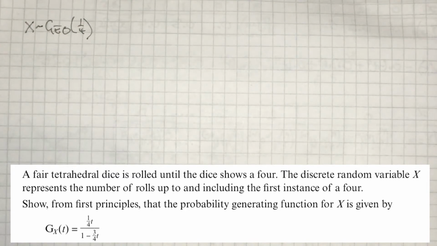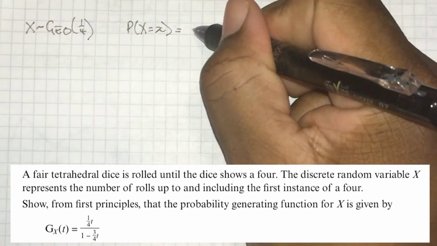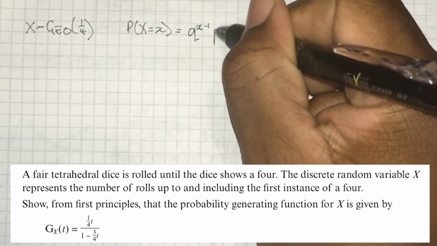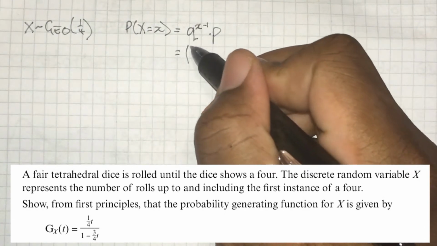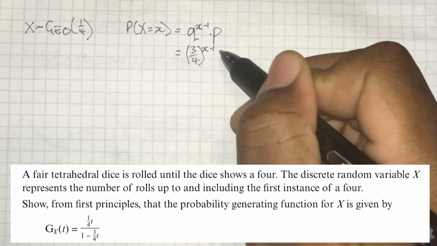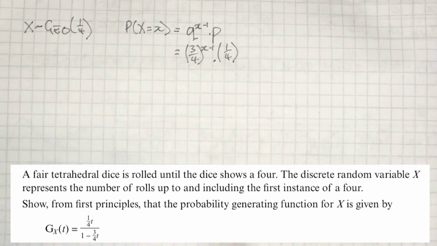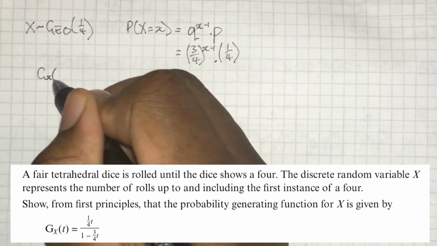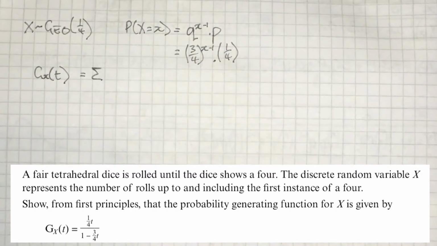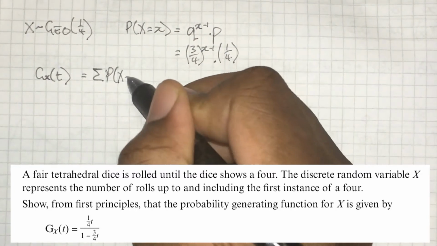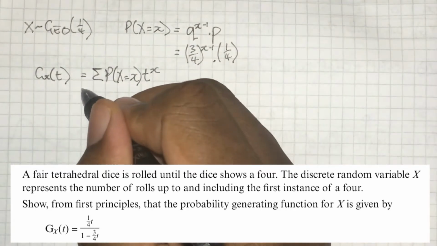So as before, let's start with a probability function. In general, we know that the probability that X equals x is going to be failure to the power of x minus 1 multiplied by the 1 success. In this case, it's 3/4 to the power of x minus 1 multiplied by 1/4. Okay, once again, the probability generating function is the sum of the probabilities multiplied by the dummy variable. And we'll go ahead and substitute our probability statement into this expression.